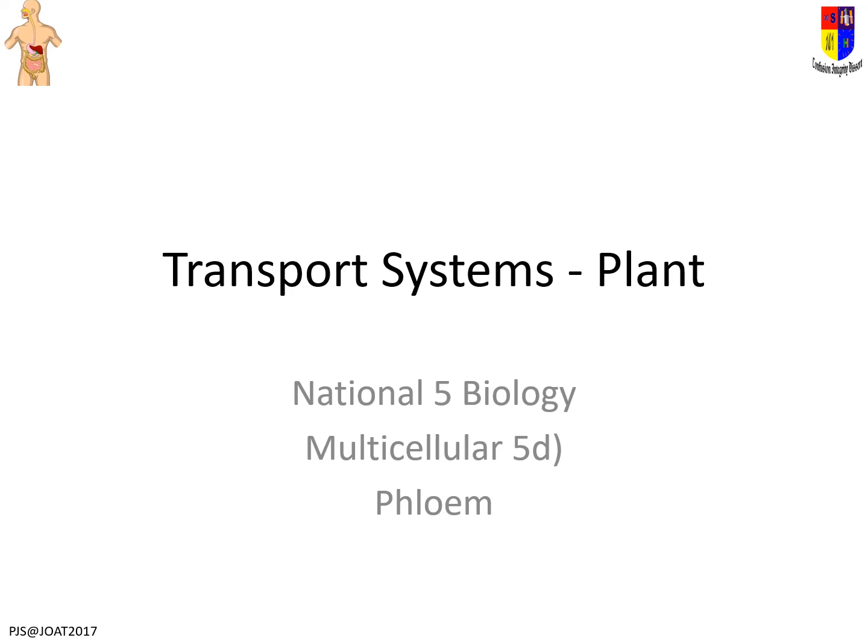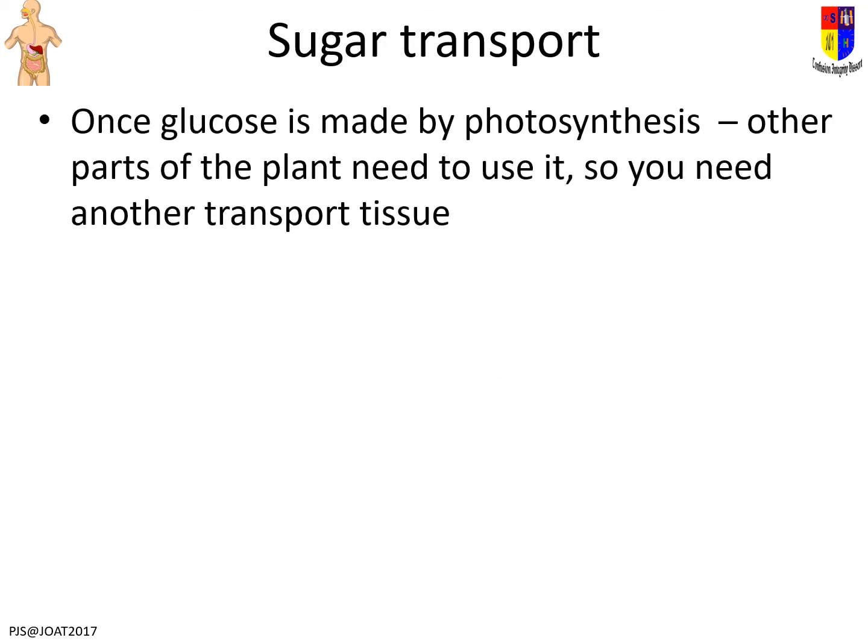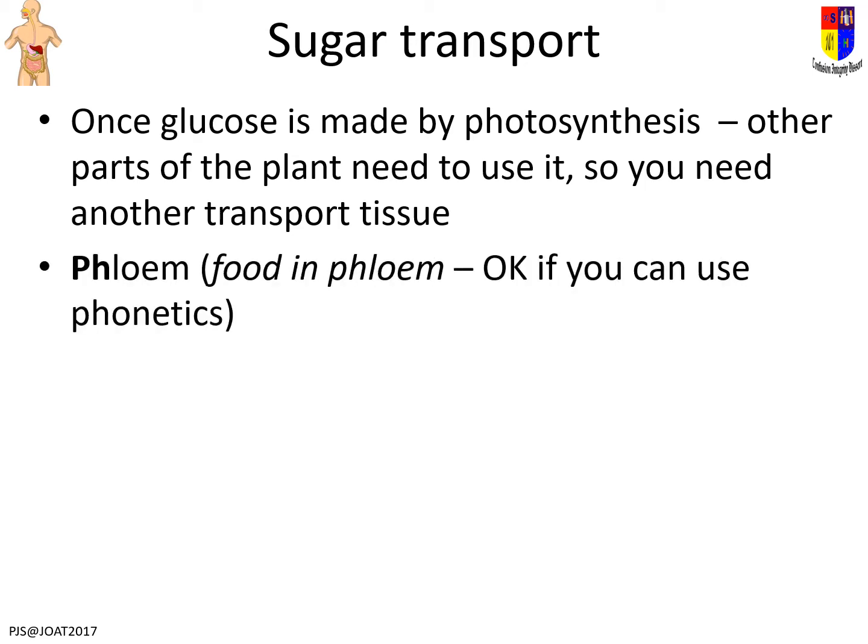Hi Nat5s, so we're still looking at transport systems in plants, and now we're looking at phloem. So sugar transport is really important. Once the cell's made glucose by photosynthesis up in the leaf, you now need to get it everywhere else to the rest of the plant. So you're going to need another transport tissue, and that transport tissue is phloem.